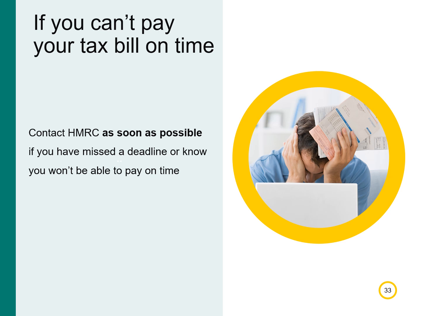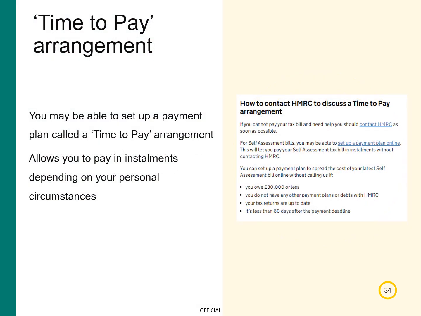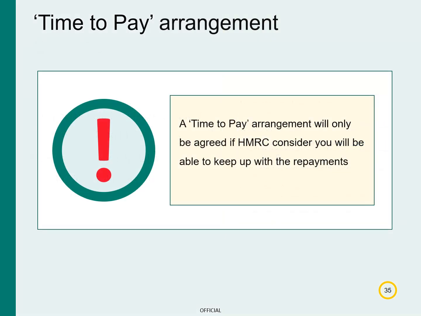HMRC understands that you may not be able to pay your tax bill on time. You must contact HMRC as soon as possible if you have missed a deadline or know you won't be able to pay on time. You may be able to set up a payment plan called a time to pay arrangement. This allows you to pay in instalments, taking into consideration your personal circumstances. A time to pay arrangement will only be agreed if HMRC consider you'll be able to keep up with the repayments.